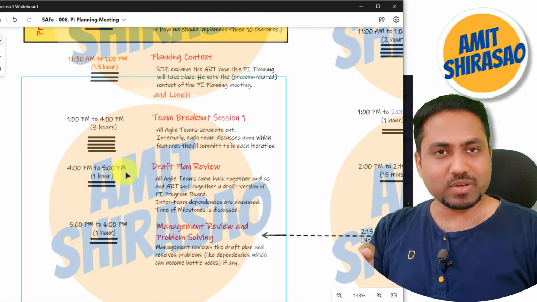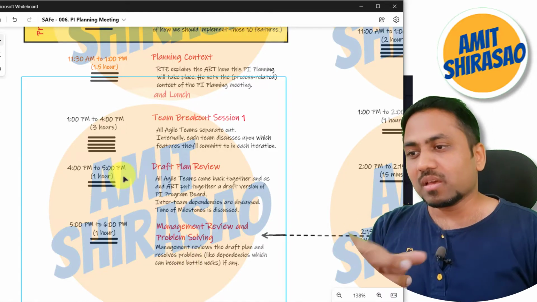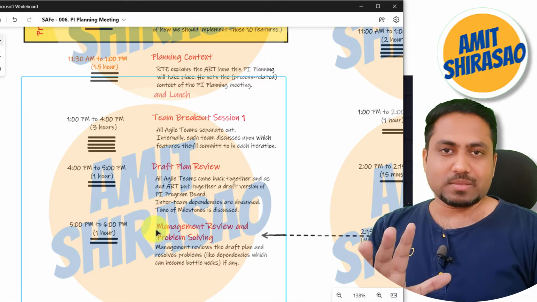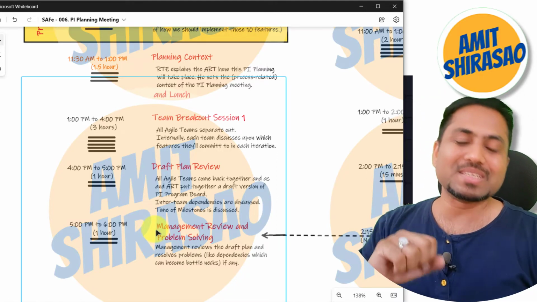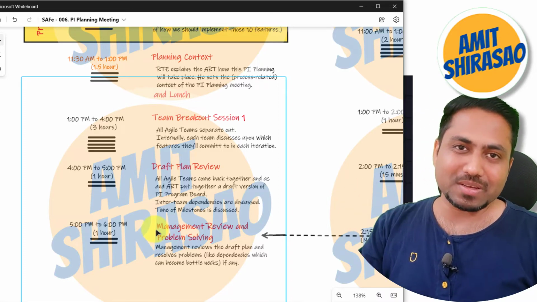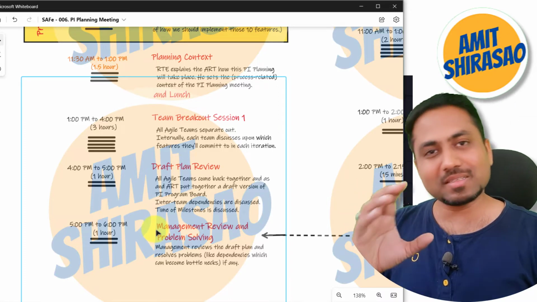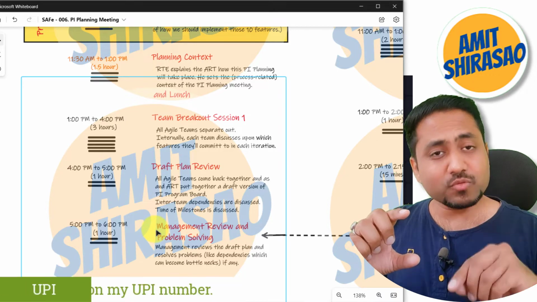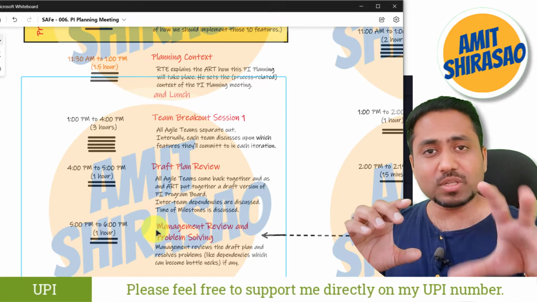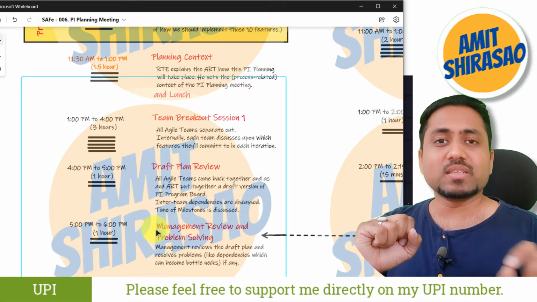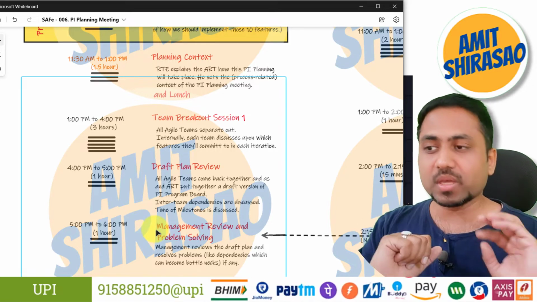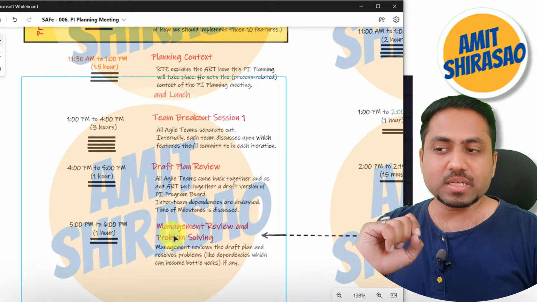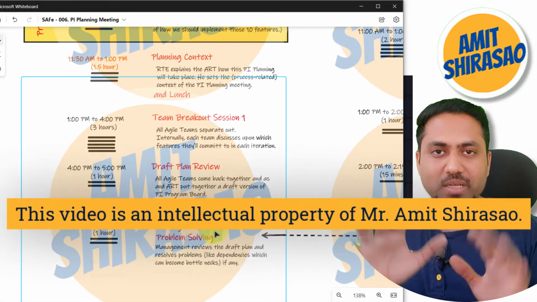ART leaves at 5 p.m., go home. Management sits. What is management? Management means the scrum masters, your product owners, your RTE, your program manager, your business owner. These people, of course with all the BAs, they all stay. If required, the team leads are also asked to stay, but individual members go away. Okay, and the management basically reviews. This is what we are calling management.